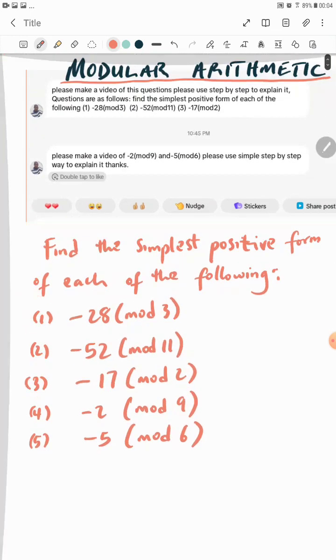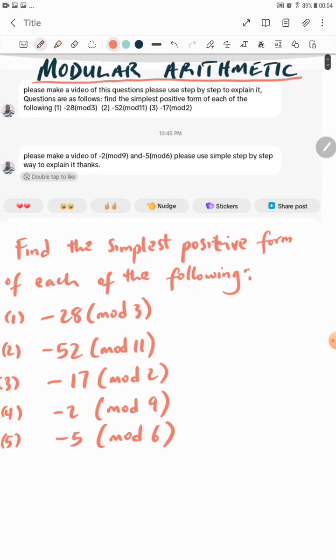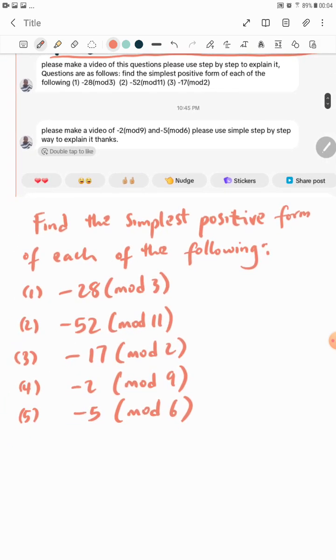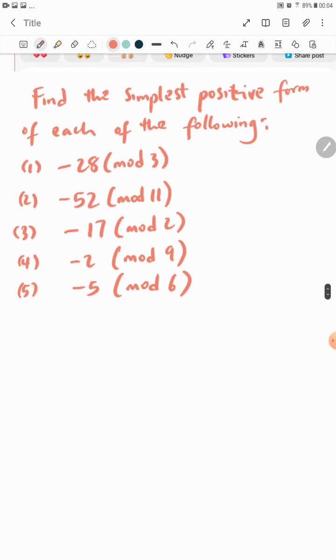And we have a request on modular arithmetic questions, and these are the questions we'll deal with in this video. But before we go straight to the solution to this problem, let's first run through some background knowledge that you have to have in modular arithmetic. So when you have this mod, we usually call it modulo, or we call it modulus.